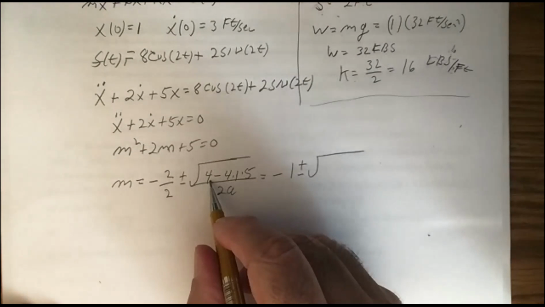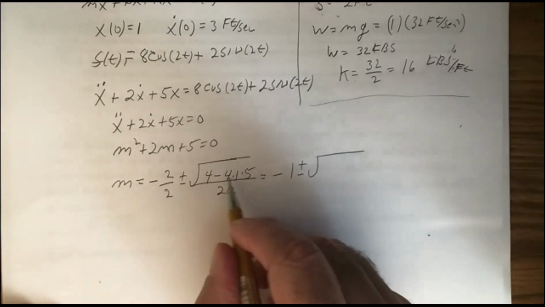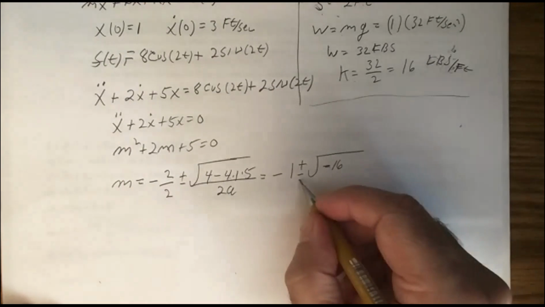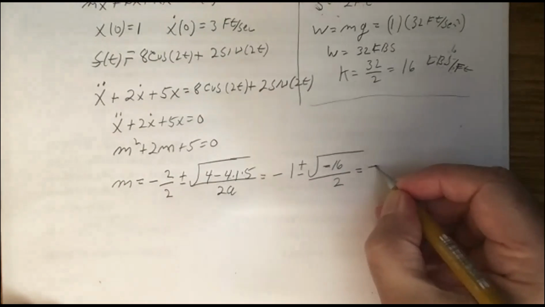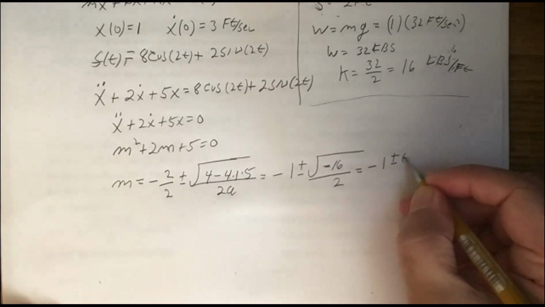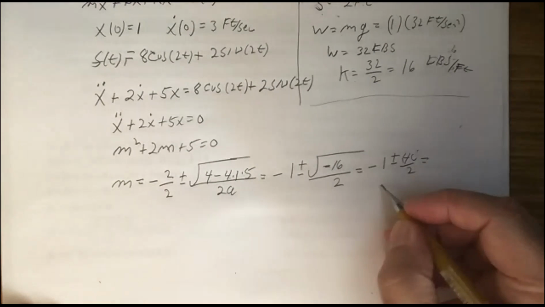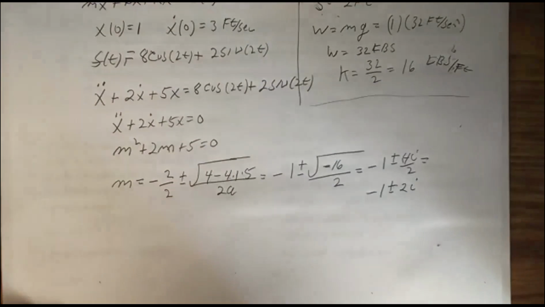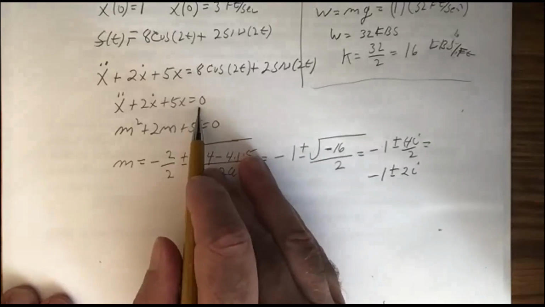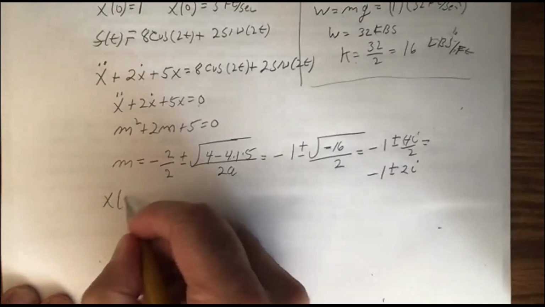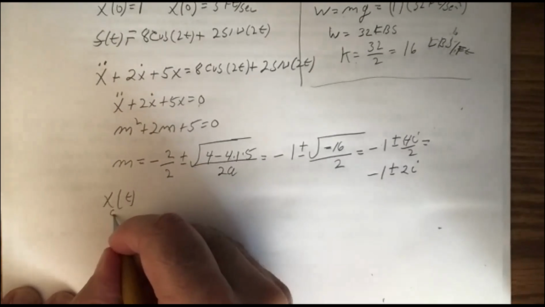Okay, so this is 4 minus 20, so this is going to be minus 16, right? Divided by 2. So this is going to be minus 1 plus or minus, this will be 4i divided by 2. So this is going to be minus 1 plus or minus 2i, right? So the solution to our homogeneous differential equation is, right, this is the complementary solution.